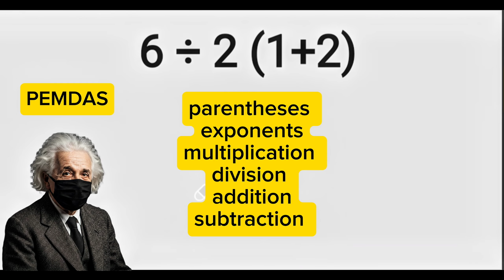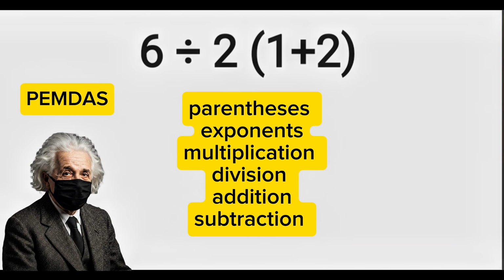Multiplication and division aren't two separate steps, they're the same step. And so are addition and subtraction. Whichever one shows up first in the equation, reading left to right, that's the one you do first.